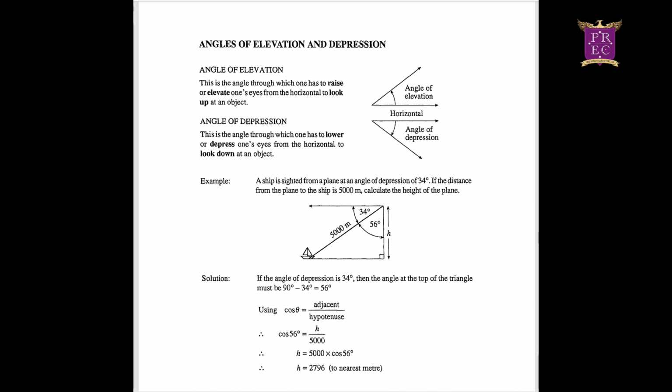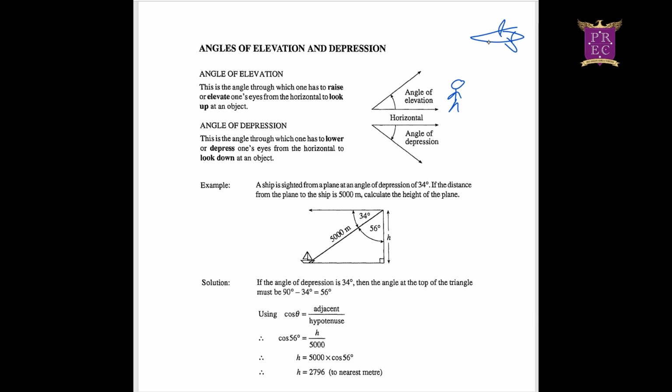Okay, let's have a look at angles of elevation and depression. With angles of elevation, you're looking up from a horizontal plane. So for example, if you were on the ground and you were looking up at a plane, let's make this you, and there's a plane over here, right? This would be the horizontal, and when you're looking up to look at it, this would make the angle of elevation.